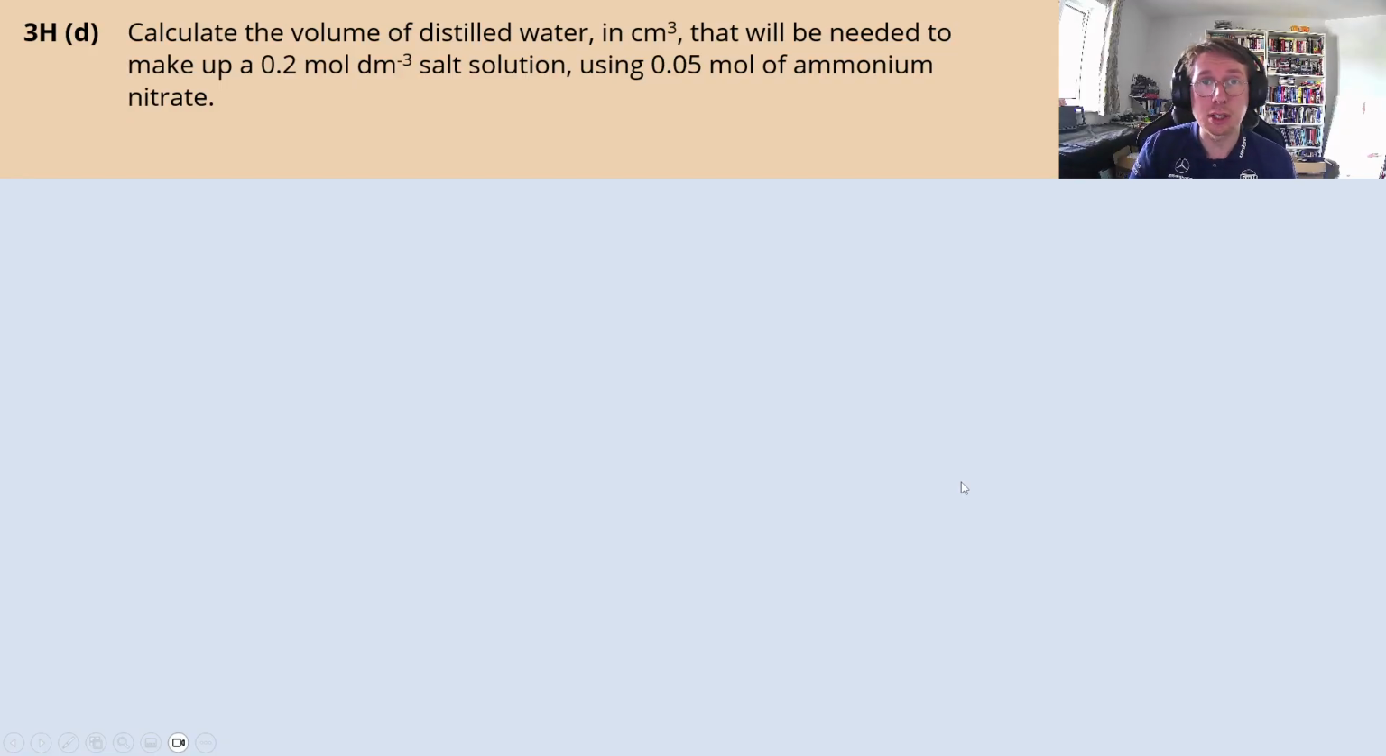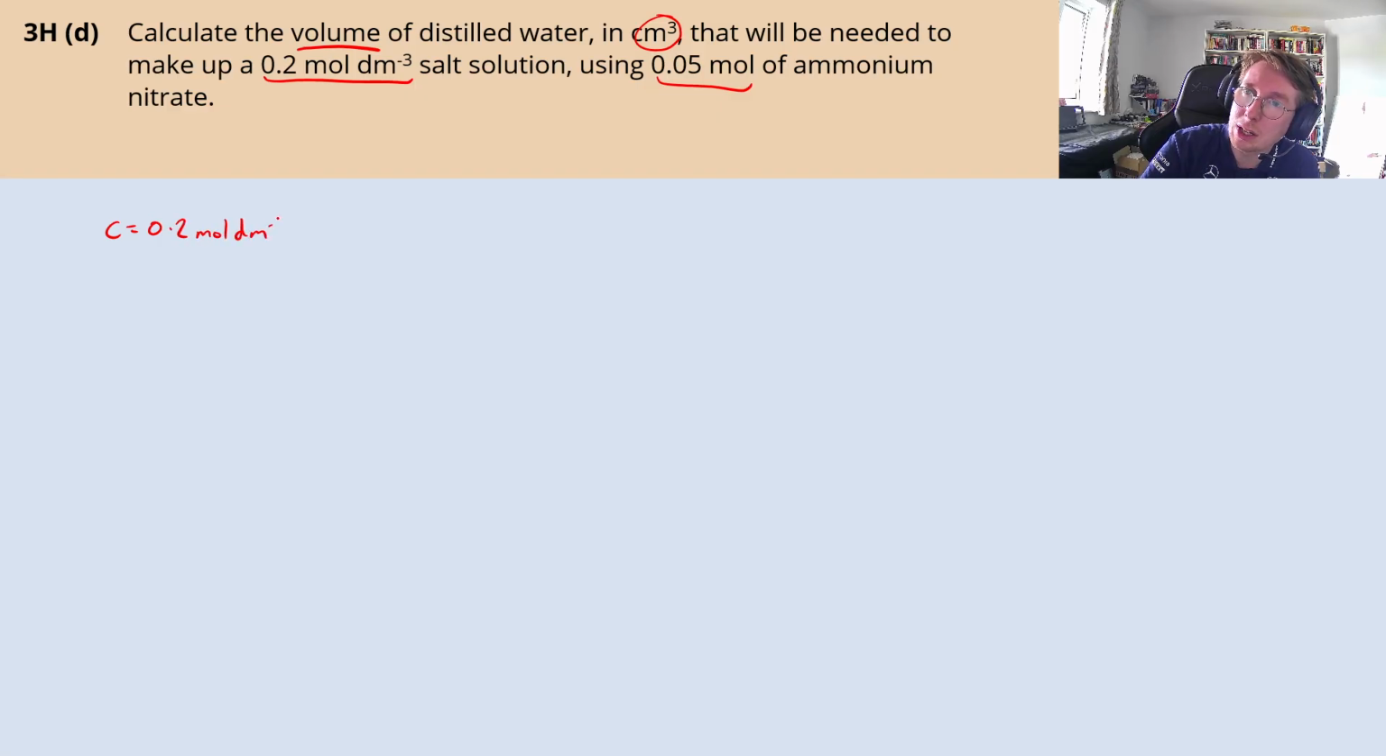D, very similar to the previous one. Rather than calculating moles this time though, we are calculating the volume of distilled water, and it does ask us for it in centimetres cubed. Now we're given the concentration of the solution in moles per decimetre cubed, and we're told how many moles we've got. So I'm just going to make a note of those two values because I'm probably going to need them, and it's good practice to write those bits down. So number of moles is 0.05 mole.